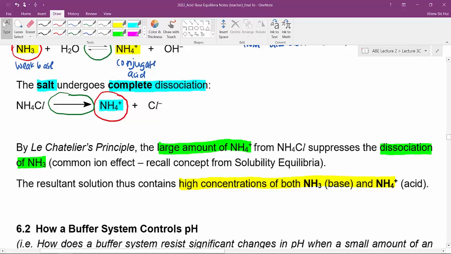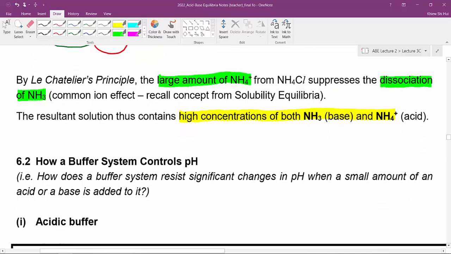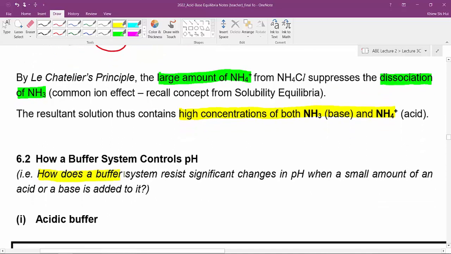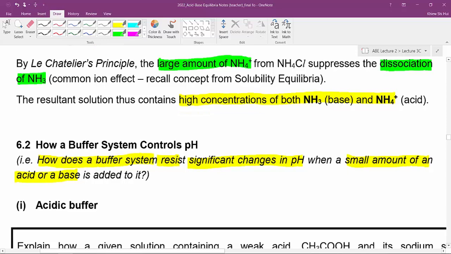Now, having learned about the types of buffer, how does a buffer control pH? Basically, we are trying to answer this question of how the buffer system resists significant changes in pH when a small amount of an acid or base is added to it.